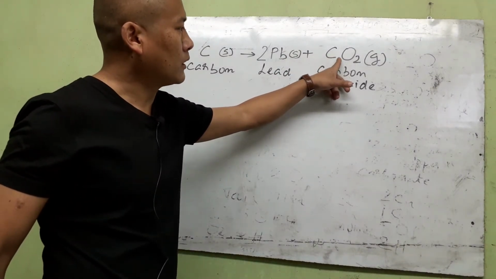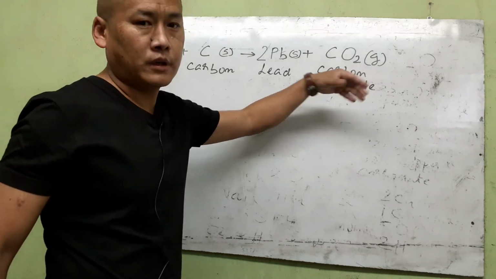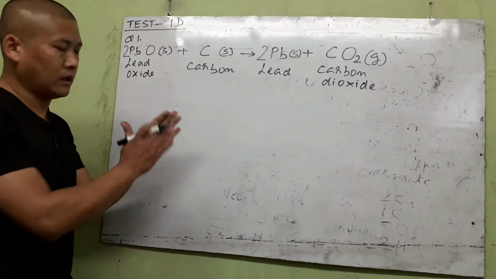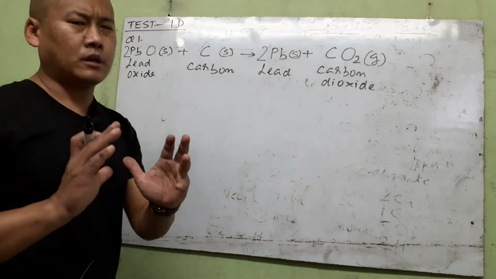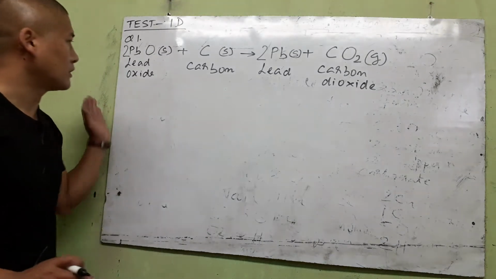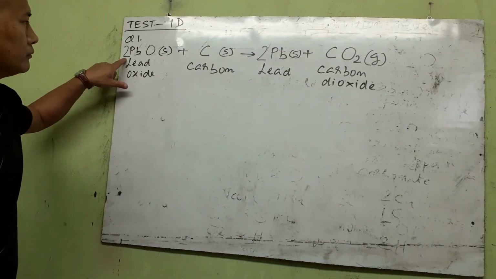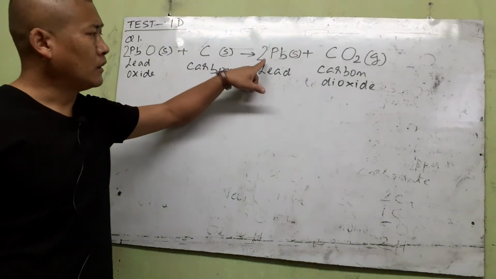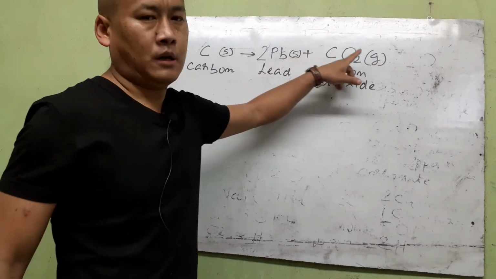See here, 1 carbon atom, 2 oxygen atoms, means in carbon dioxide there are 3 atoms. So anything more than 1 atom is a molecule. I repeat here, a substance having more than 1 atom is called a molecule, and a substance having only 1 atom is called an atom. Okay, so let us read, remembering that 2 molecules of lead oxide react with 1 atom of carbon to give us 2 atoms of lead and 1 molecule of carbon dioxide.